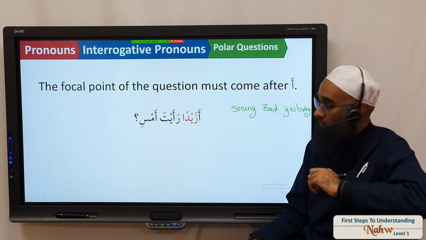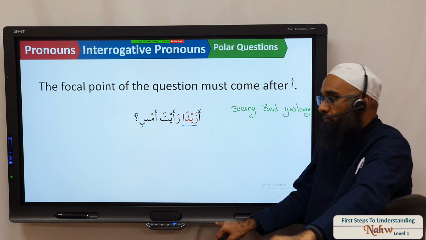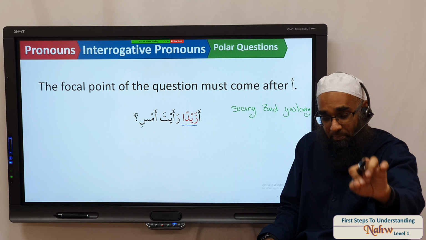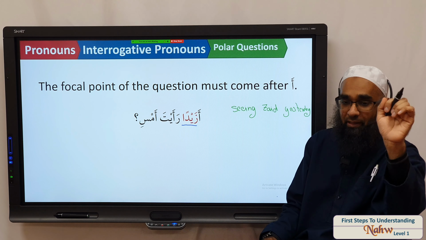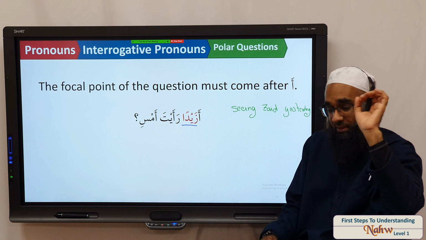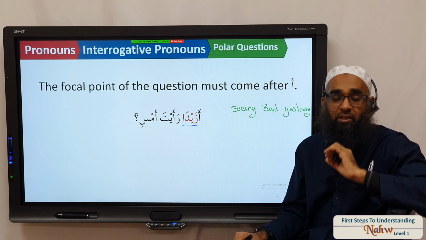After the Hamza Istifham, we have Zayd. What does that mean? It means I know Ra'ayta happened, I know Amsi happened, I'm just not sure if it was Zayd that you saw, or if it was Khalid. I just don't know who it was. Do you understand? So the focal point must come immediately after the Hamza Istifham.